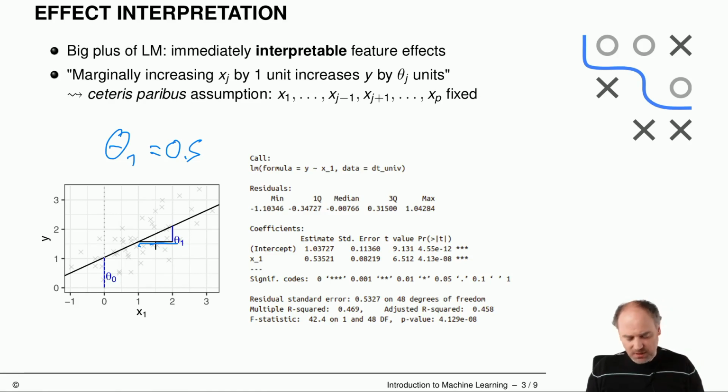And if you would fit such a model, for example, in R, with the lm function, you can now directly read off the estimates here for your intercept and for your x1. And looks like I was at least approximately correct with the 0.5 by reading it off from the graph. And you can now directly start interpreting that. Of course, you can do a lot more.